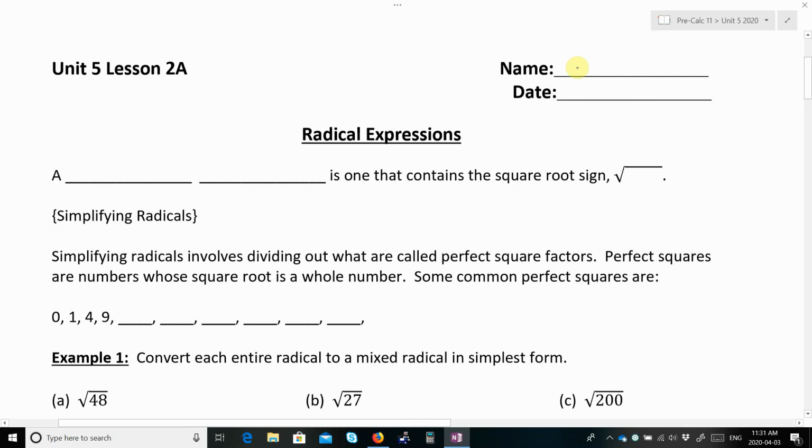These notes are posted on my website, so you can print off the notes and then follow along and fill them in. I'm going to call mine answer key. And it goes like this. A radical expression is one that contains the square root sign.